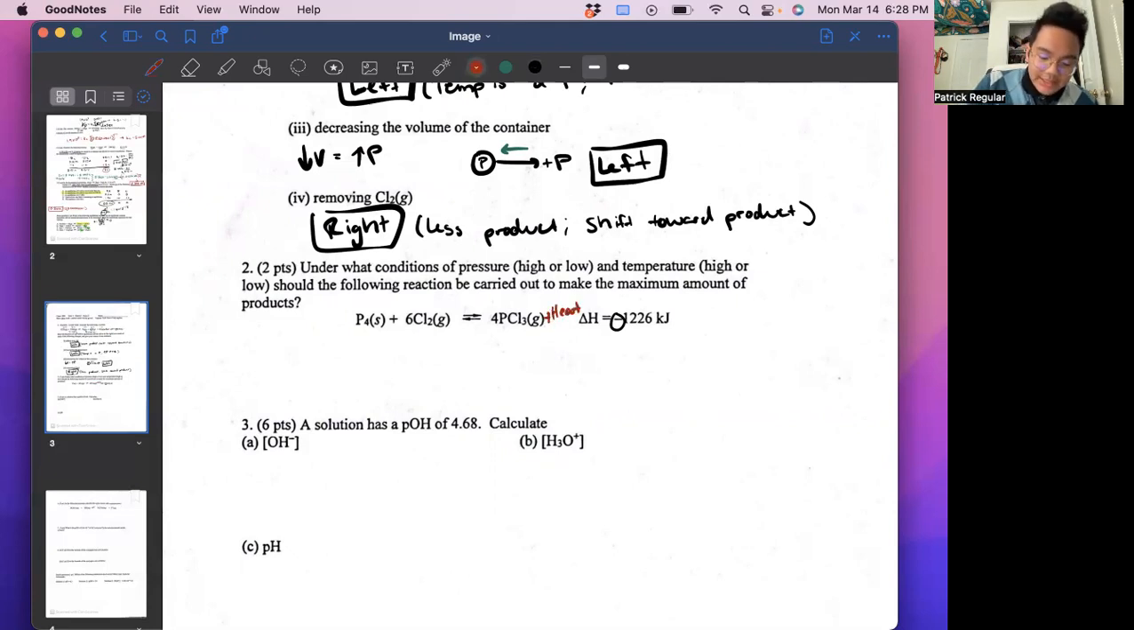Okay, well, temperature is easy. Because if heat is a product and we want to make more product, we have to use low temperature, because if we use a low temperature, there's a lack of product, and thus the reaction wants to come to equilibrium by, excuse me, I'm at a loss for words. It's been a long day. The reaction wants to make up for it just by creating more product, which is your heat.